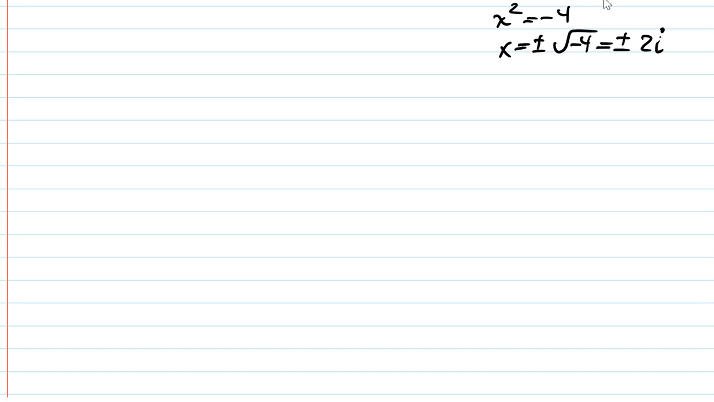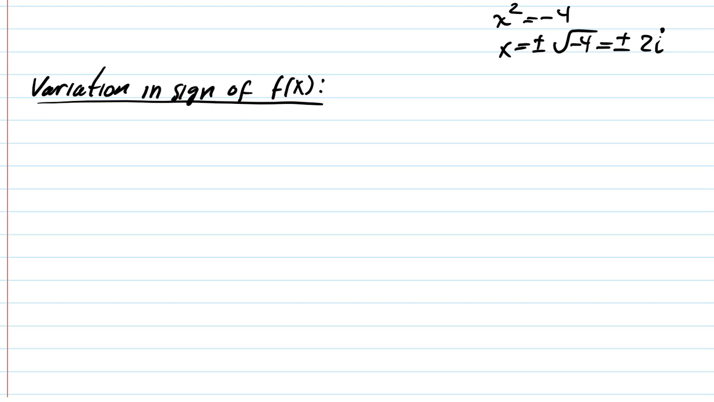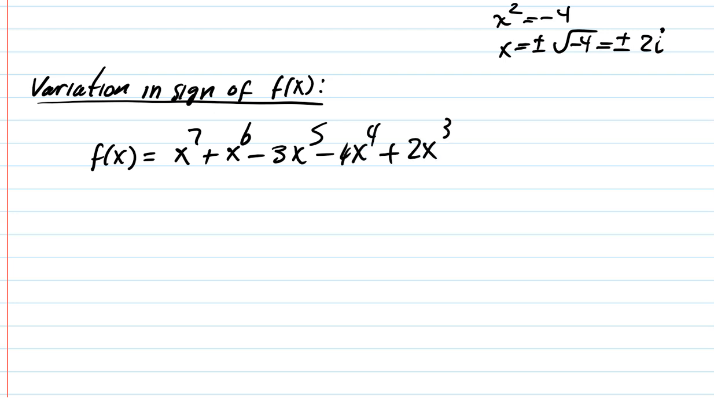Actually, before I copy this, the Descartes rule of signs for you, let me talk about something that's used in the description of the Descartes rule of signs, and that is the variation in sign of a function. So what do we mean by that? Let's say I'm just making something up here: x to the 7 plus x to the 6 minus 3x to the fifth minus 4x to the fourth plus 2x cubed minus 5x plus 11.